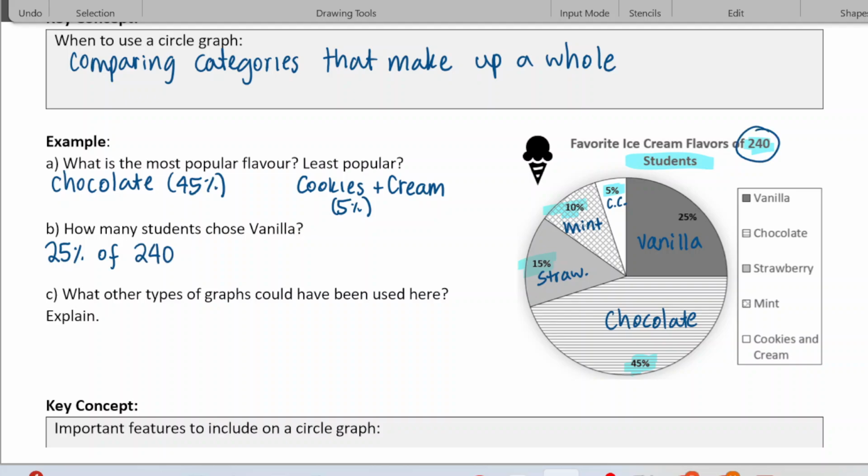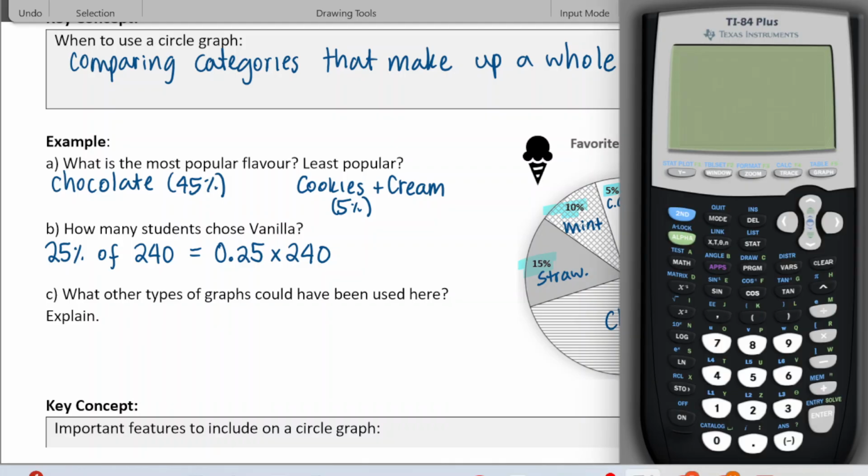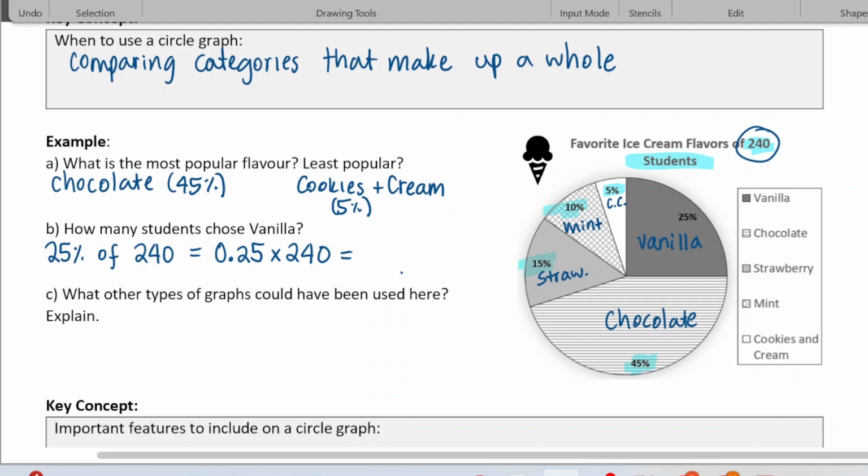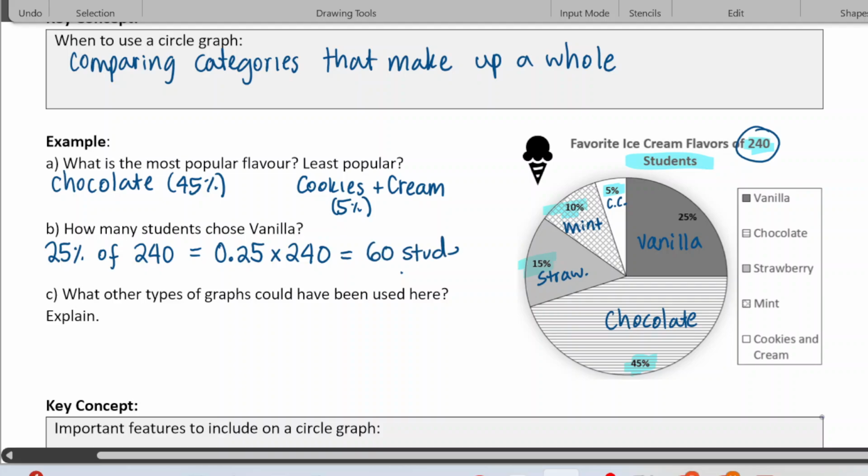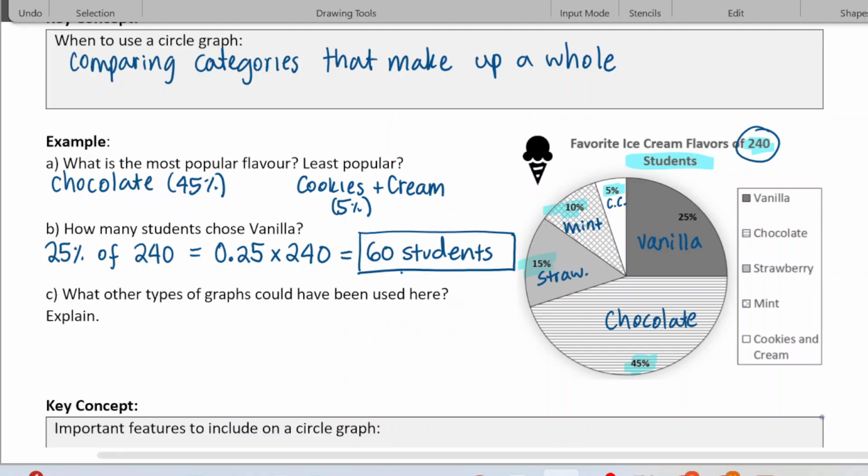So what we do to calculate that is we change it to a decimal number. That's because our calculator works in decimals. Of means multiply. So this is what I'm going to type in. Or you can just simply divide 240 by 4. That also works in this case because 25% is 1/4. Let's wait for my calculator to turn on. There we go. 0.25 times 240, 60. So 60 students, 25% of 240, chose vanilla.